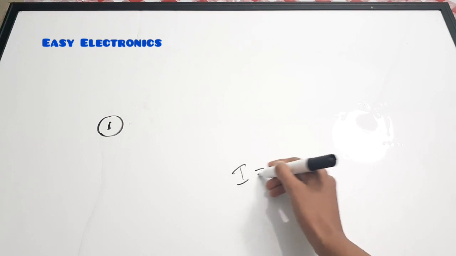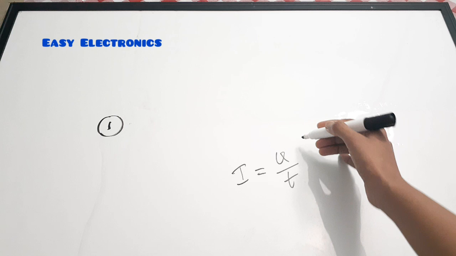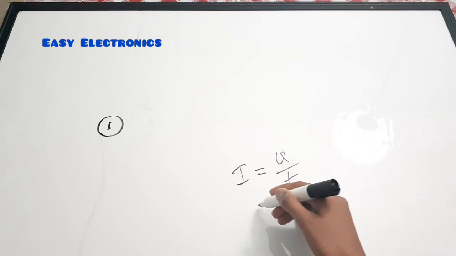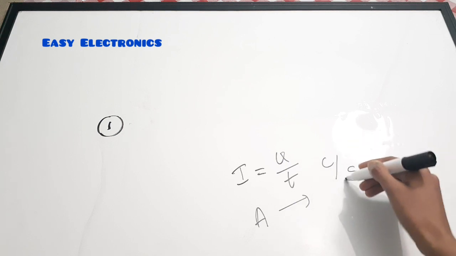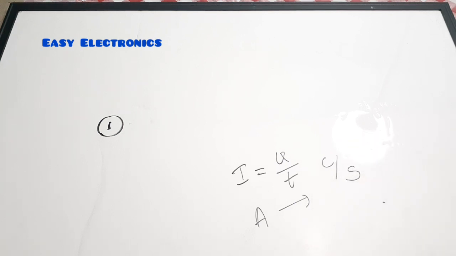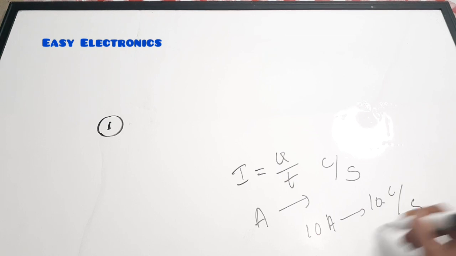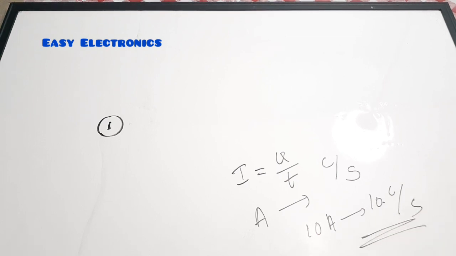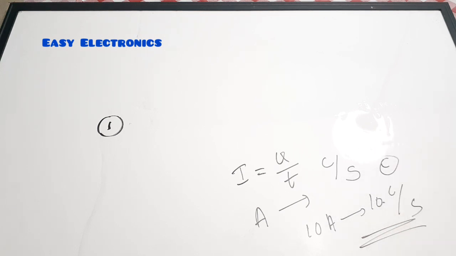per second. So you can write current I is equal to charge per unit time, or Q by T. The unit of current is ampere, right? So you can write amperes as coulomb per second also, since it is the rate of flow of charge. So you can write 10 ampere as 10 coulomb per second. That is the unit conversion in terms of charge and time. So the correct answer here is option C, which is 10 coulomb per second.